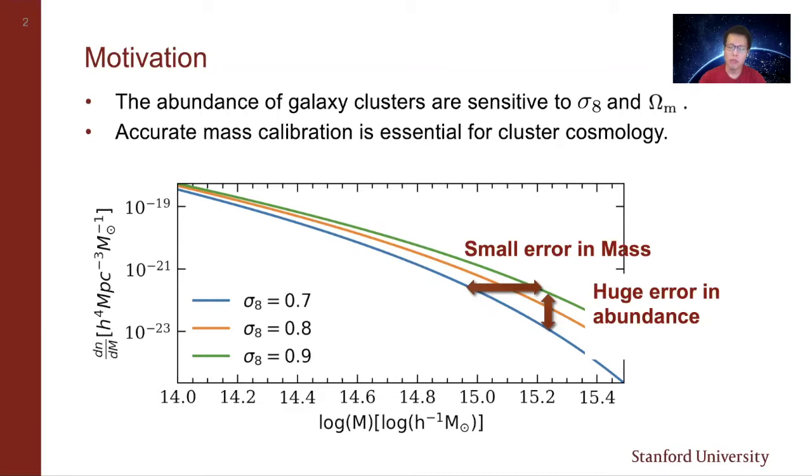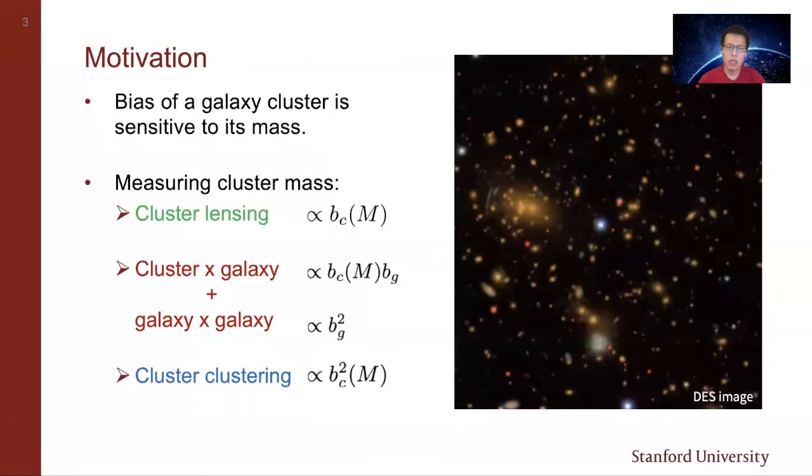However, also from this figure, you can see that if you have a small error in the mass of the galaxy clusters, then you will have a huge error in their abundance, and therefore also a huge error in your cosmological parameters. So accurate mass calibration is essential for cluster cosmology. In this project, we use the bias of the galaxy clusters as a tracer of the galaxy cluster mass.